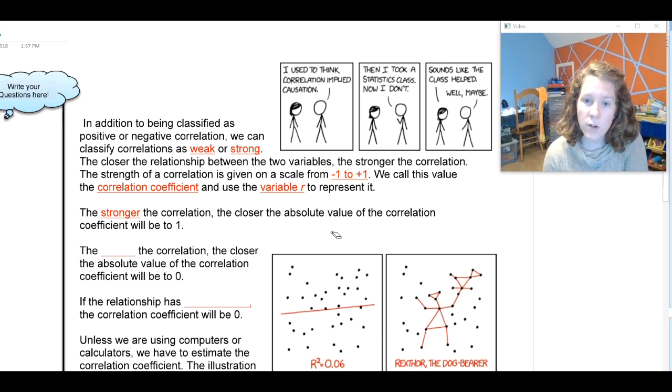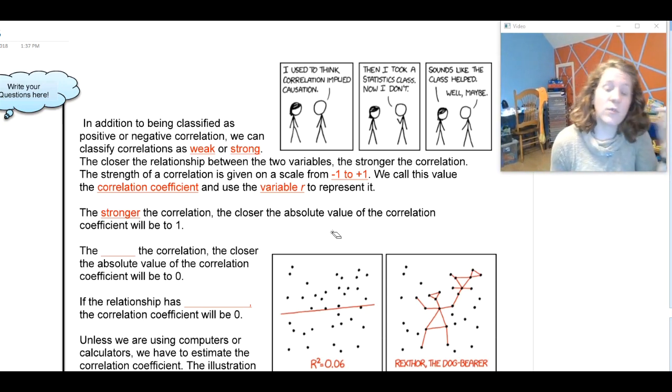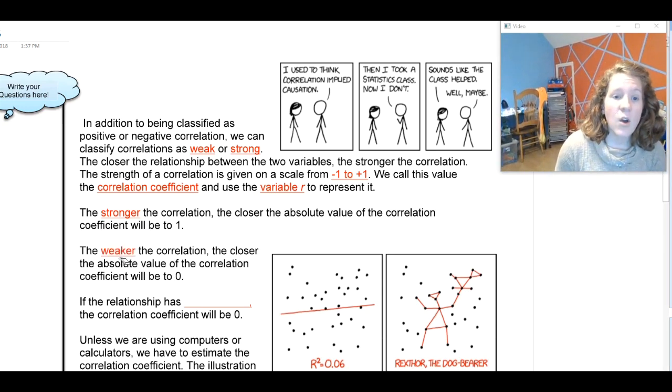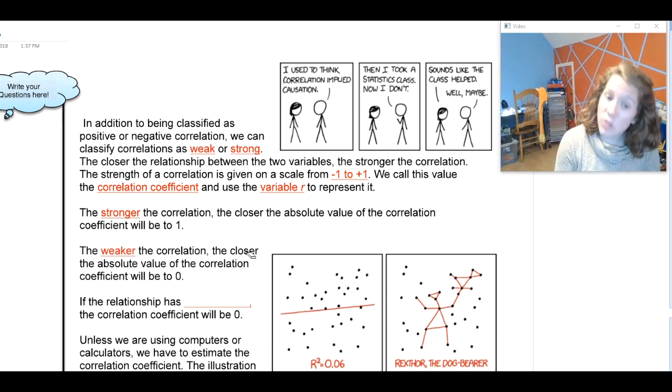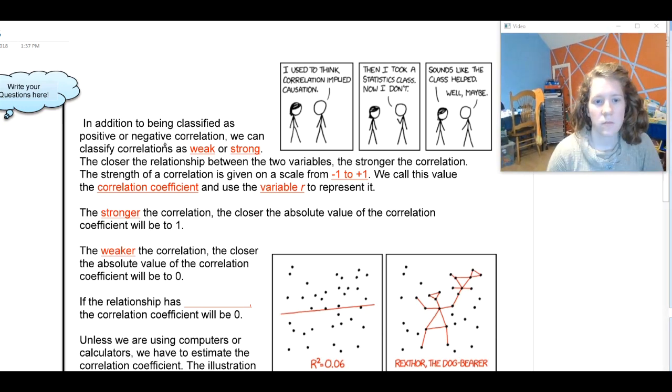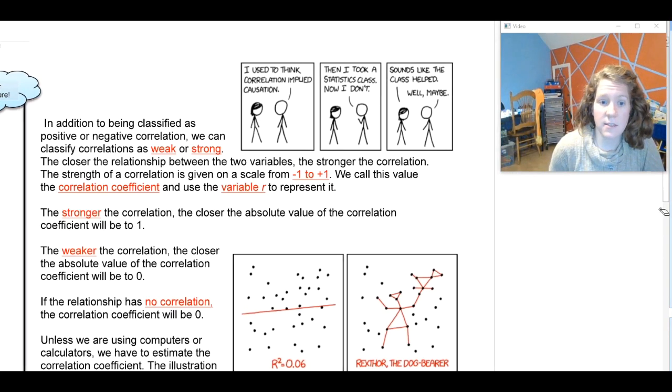If it's a positive correlation and it's a really strong positive correlation, then it's going to be close to 1. If it's a really strong negative correlation, then it'll be close to -1. A weaker correlation is going to be close to 0. So a weak positive correlation will be like 0.1, 0.01, something like that. A weak negative correlation, -0.1, something like that. Okay, so if the relationship has no correlation, the correlation coefficient will be 0. So r will equal 0 in that case.